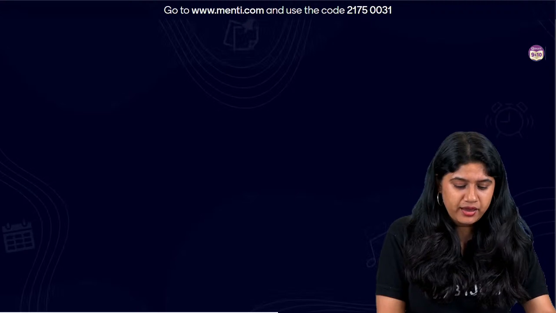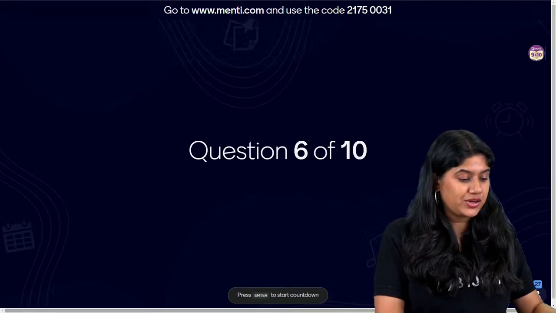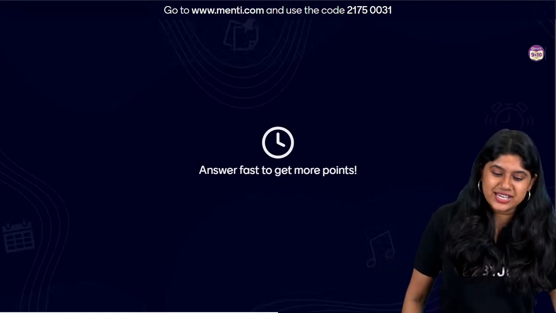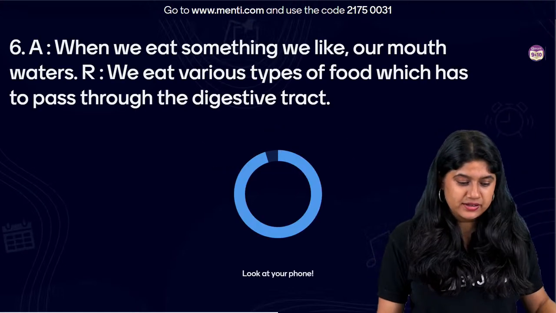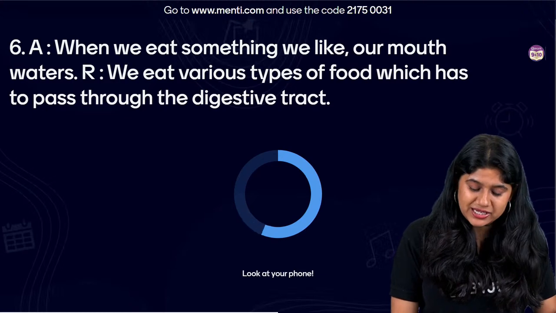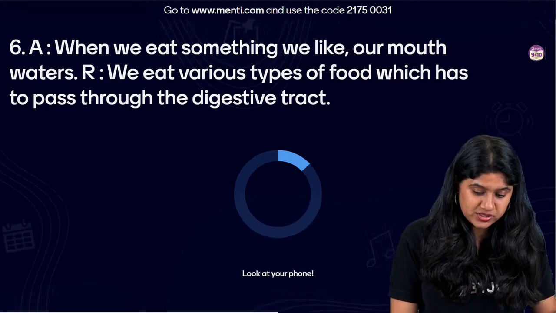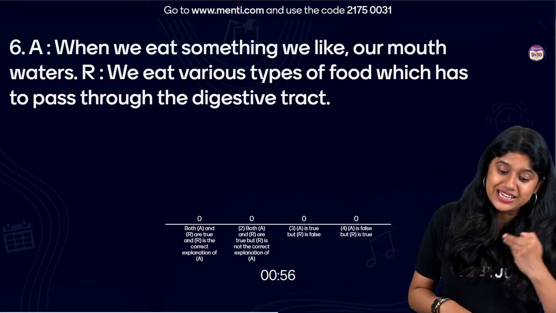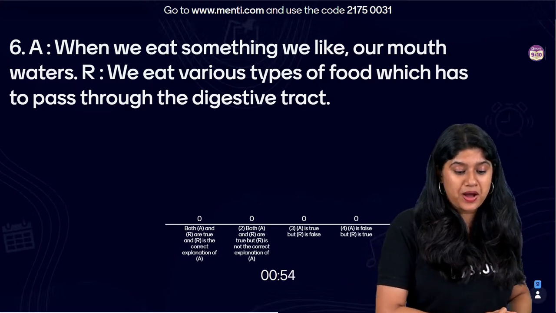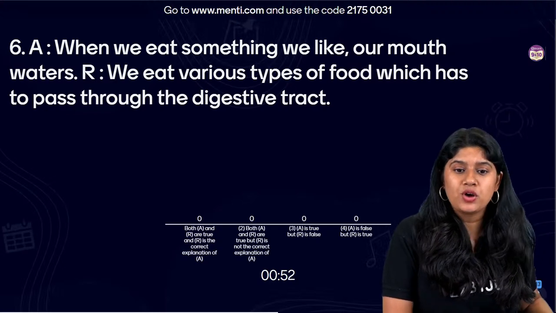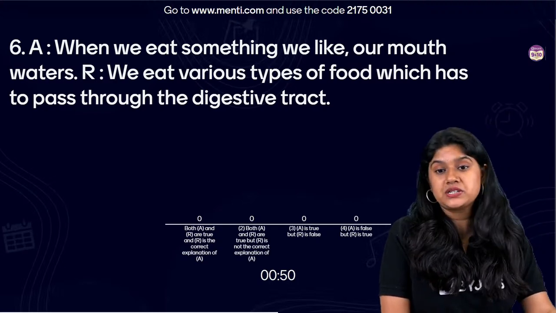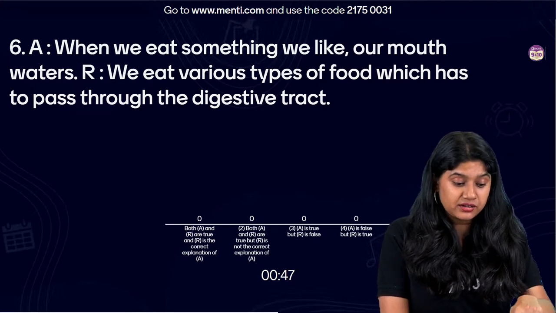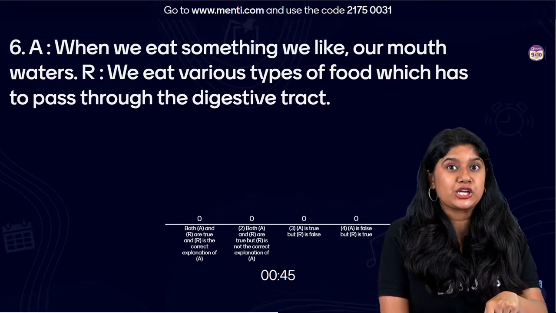Okay, here we go, everyone. Let's see what we have in question number 6. When we eat something we like, our mouth waters. We eat various types of food which has to pass through the digestive tract. So you have to tell me whether both the statements are correct or incorrect, or whether the reason, the R statement, is the right explanation for A.